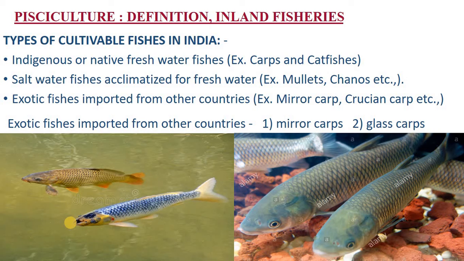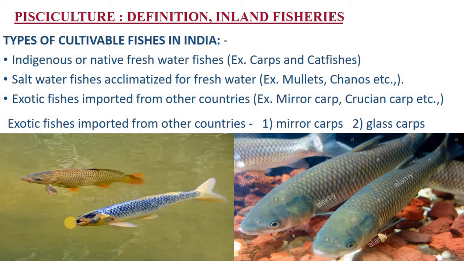Then the second variety is the saltwater fishes acclimatized for fresh water. Examples are the mullets and chanos. Saltwater fishes acclimatized for fresh waters. Examples are the mullets and chanos.